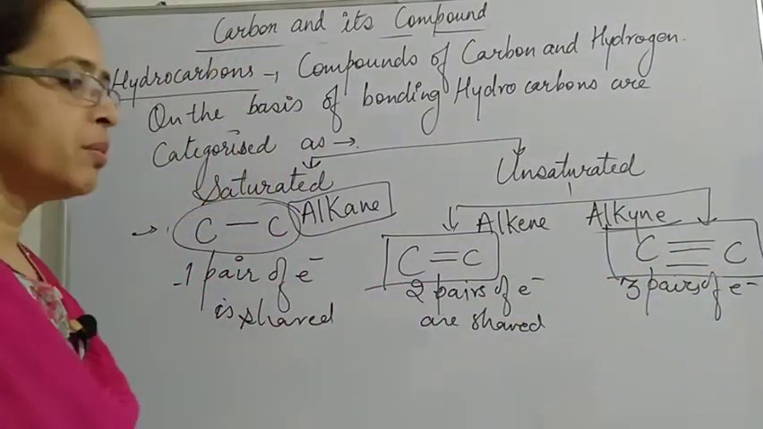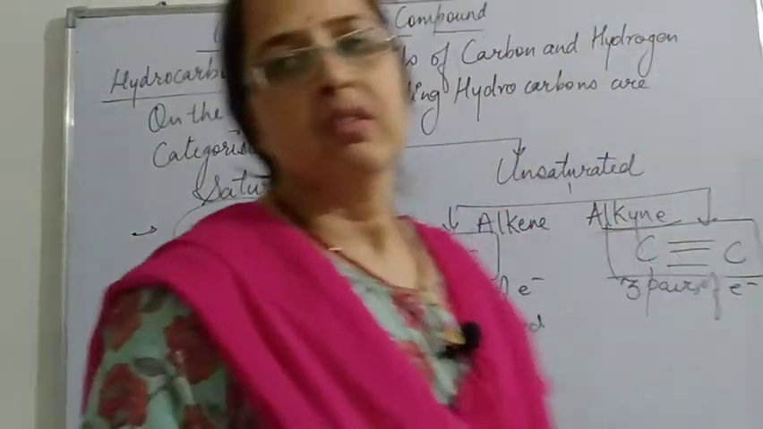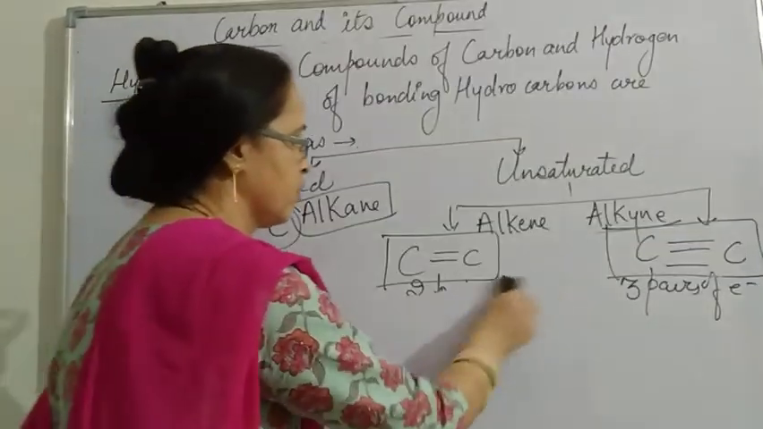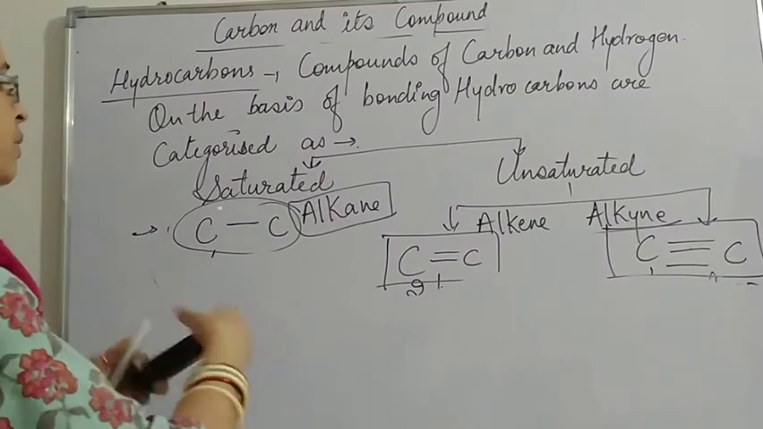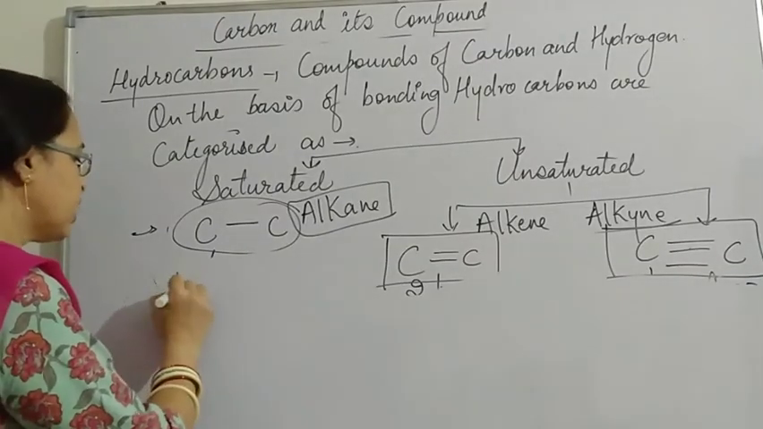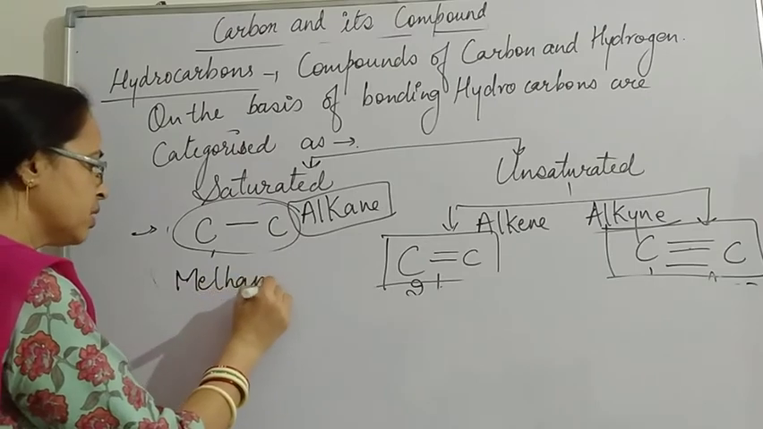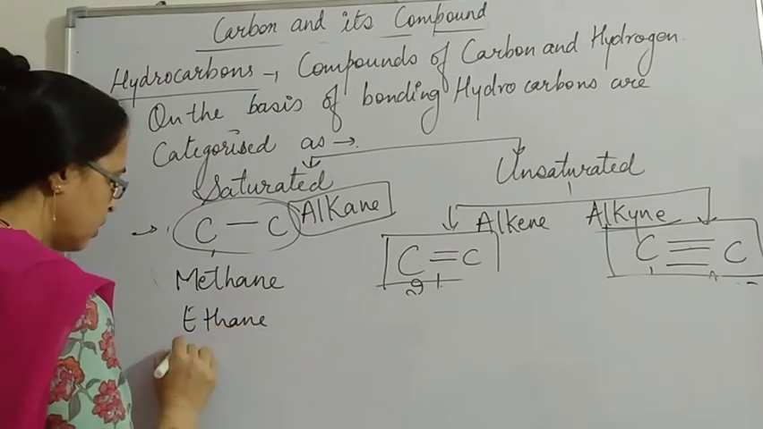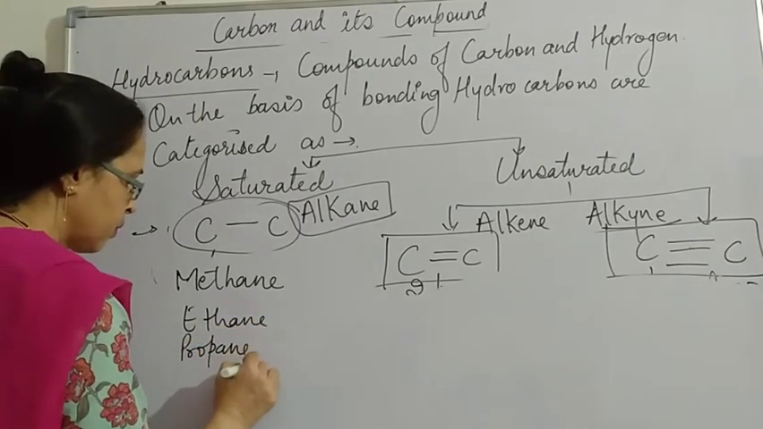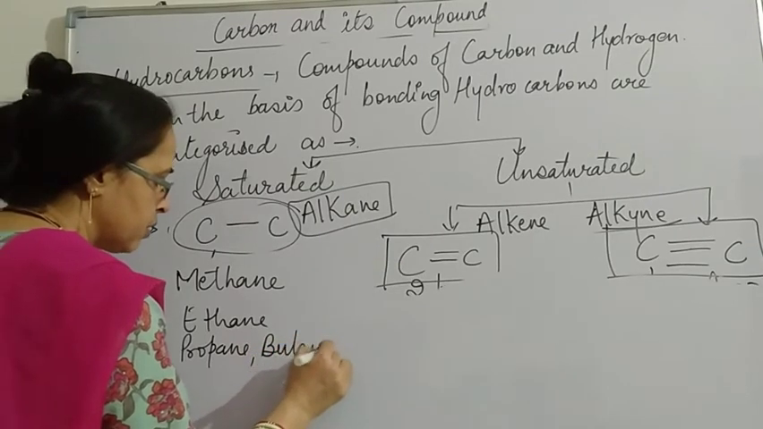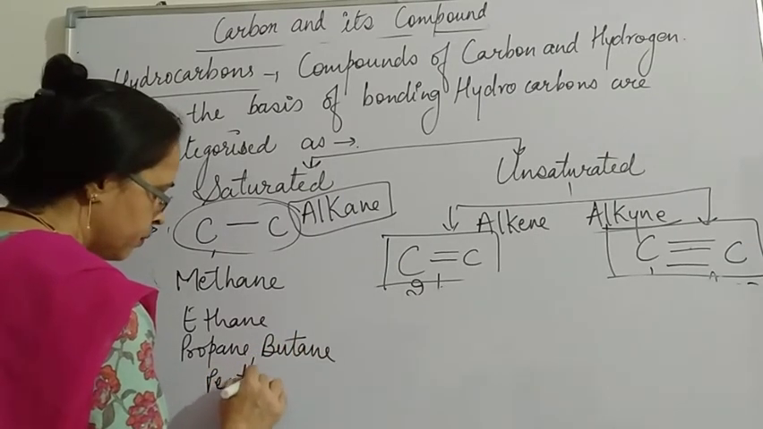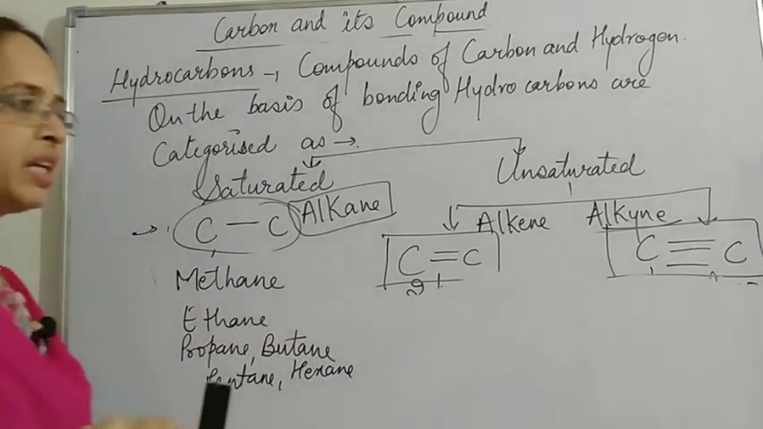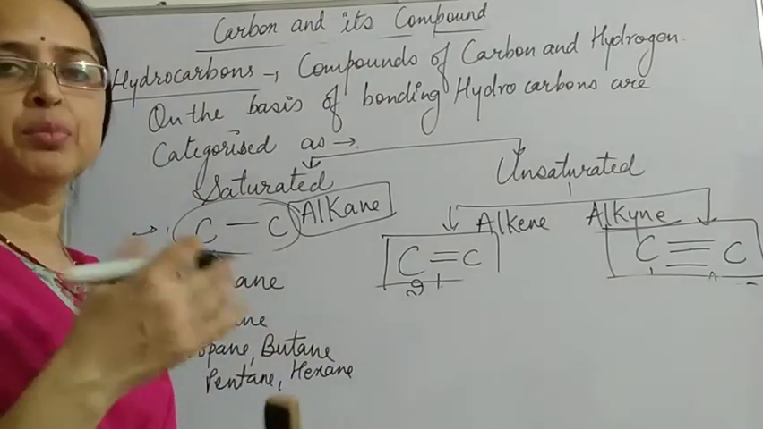So now we'll discuss the members of these three hydrocarbons, alkane, alkene and alkyne. The first member of the alkane series is methane. You have to remember the names: methane, ethane, propane, then butane, pentane, hexane, heptane, octane, nonane, decane. That comes to be the series, and even more than that.